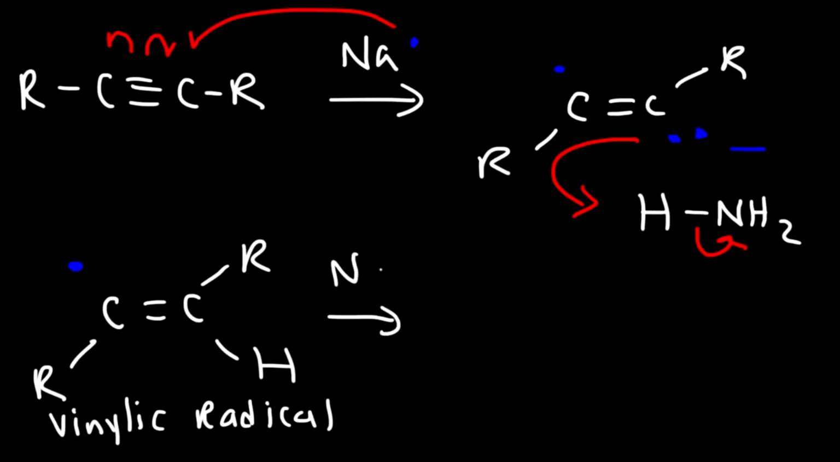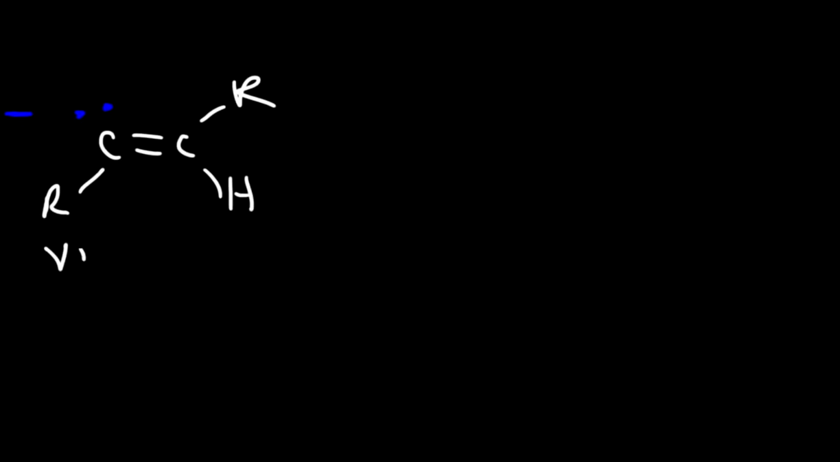Now at this point, we're going to react with another sodium atom with its 1 valence electron. And so that electron will add to this carbon, converting it into an anion. So let me continue this on the next page. So now we have 2 electrons on this carbon, which means it carries a negative charge. So this is called a vinylic anion.